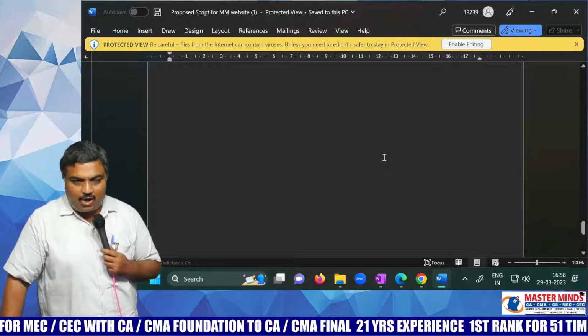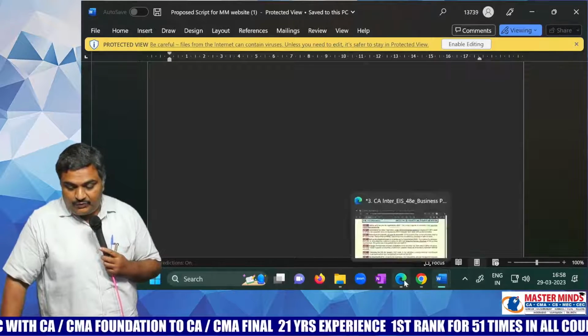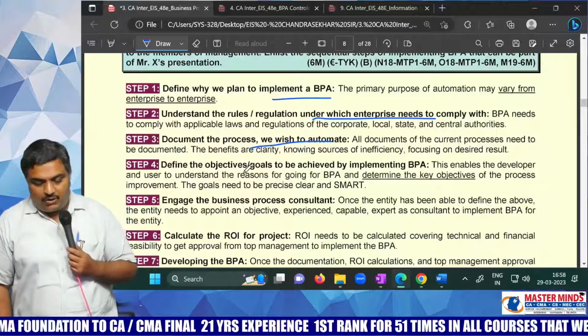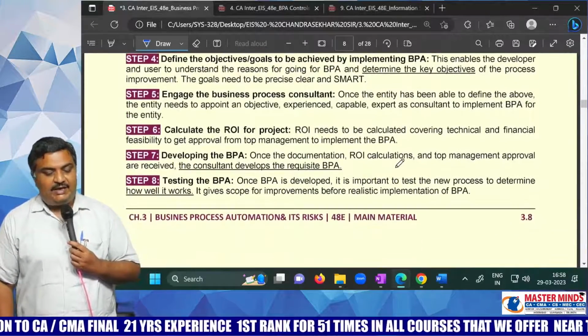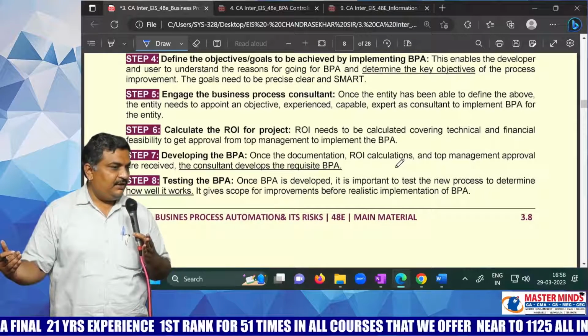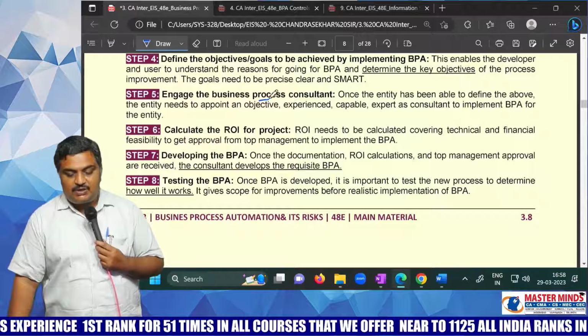This is the step: automate the tasks, document the tasks you wish to automate. And define the objectives or goals to be achieved by implementing BPA. That means you should have clarity on how much money you are spending and how much benefit you will get from that. You will need to make a cost benefit analysis. And you need to engage the business process consultant.